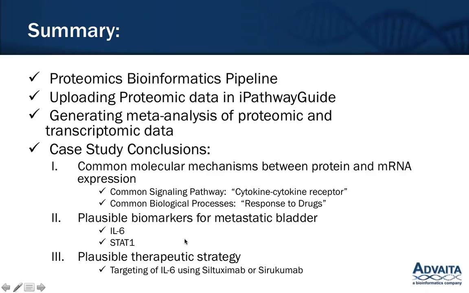And then I was also able to identify a plausible biomarker for metastatic bladder cancer. My focus here was looking for something that had both mRNA and protein expression upregulated, not just one or the other. I also showed you a plausible therapeutic strategy by targeting IL-6 using one of the 2 monoclonal antibodies. And I found all of that information really easily within the application.